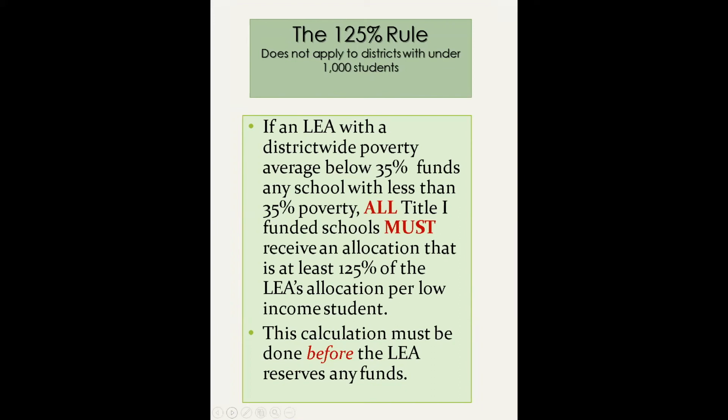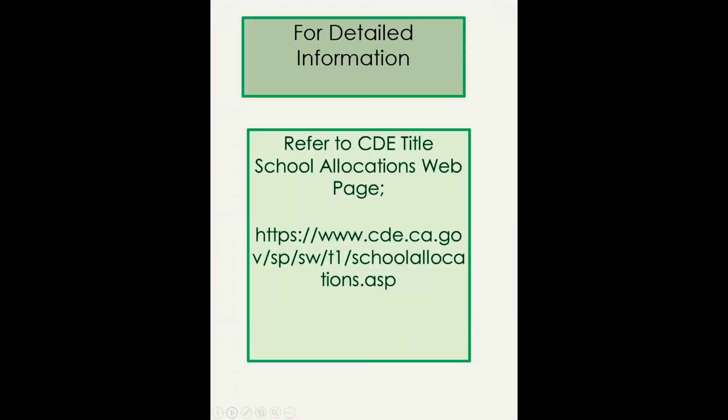So if you're below 35 and you want to serve schools below 35, then all your Title I schools have to receive at least 125% of the allocation per low-income student. Okay, next, I think we have one other.